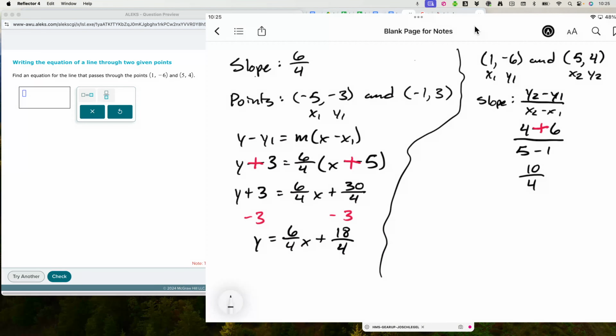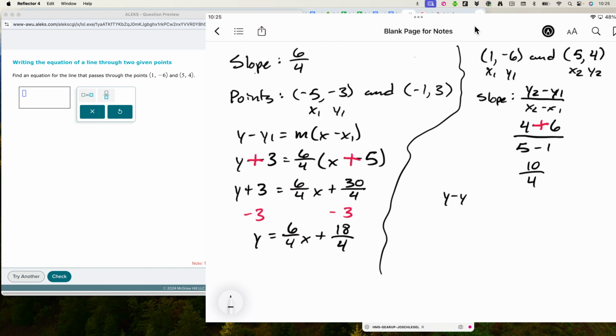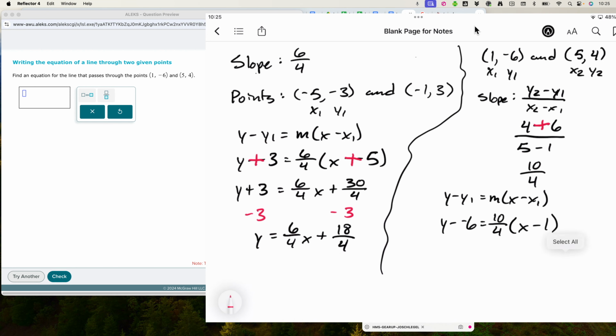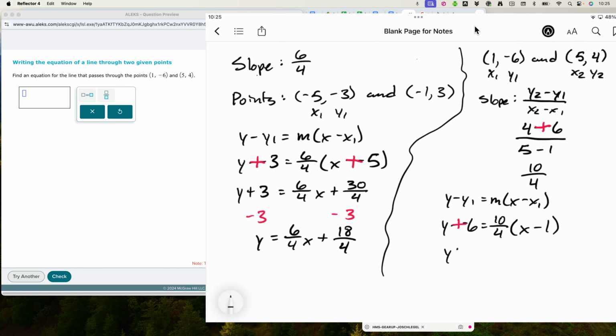So next we need to pick a point. Let's just use the 1 and -6. So point slope form: y minus y1 is equal to m times x minus x1. Y minus y1, which is -6, is equal to 10 over 4 is our slope, times x minus x1, which is 1. Clean up those signs. We get y plus 6 is equal to 10 over 4 x minus 10 times 1 is 10 over 4.